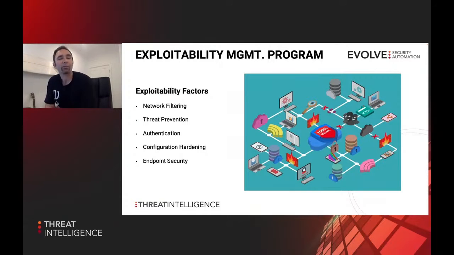There are also things like threat prevention. If you've got things like next-gen firewalls or web application firewalls, they're designed to detect and prevent attacks, and that's great if you've got them set up properly. Let's say we're sending an exploit over an unencrypted HTTP connection, and it picks that up and drops it. That reduces the exploitability of that vulnerability being exploited, even if your system is vulnerable on the other side.